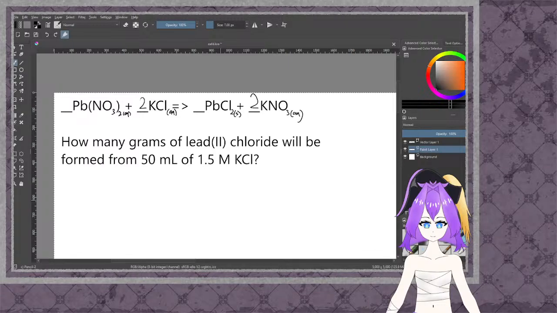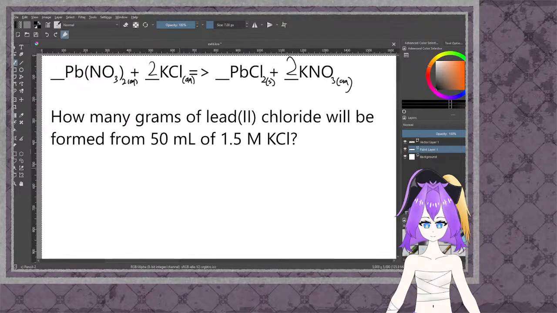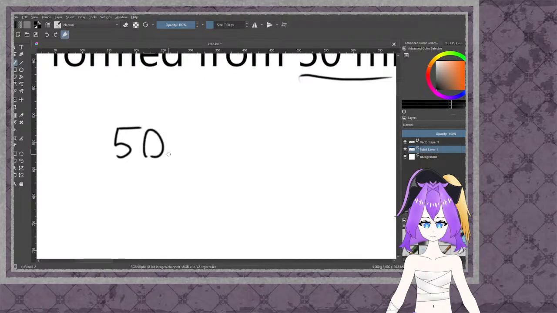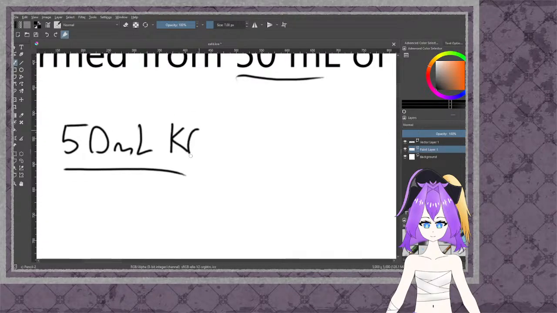So for the first question here, it's pretty simple. Yeah, I sound like a math channel. So for the first problem here: how many grams of lead 2 chloride will be formed from 50 milliliters of 1.5 molar potassium chloride? I have this equation balanced out here, and the first thing we want to do is take our given and start with that. So 50 milliliters of potassium chloride over 1.